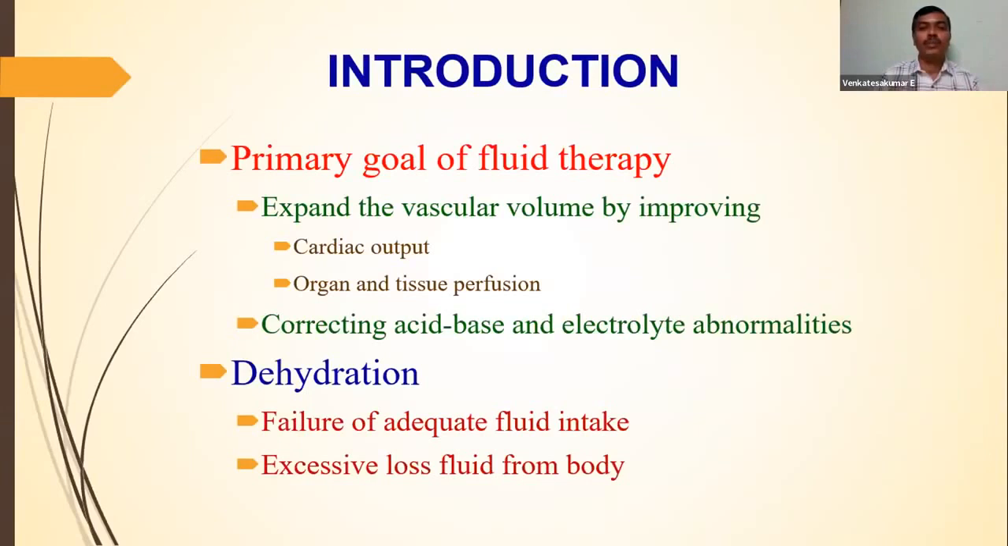The primary goal of fluid therapy is to give adequate fluid to improve the circulation, and then improve the cardiac output and organ perfusion. That is one of the major aims. Next, we have to look at the acid-base balance and adequate electrolyte replacement, because sometimes there is a loss of electrolytes like calcium, potassium, bicarbonates during a disease condition. So we have to replace that along with the fluid therapy. Sometimes we may have acidosis or alkalosis. We need to adjust the fluid therapy so it is brought to normal. So with this aim, we are going to select the fluids.